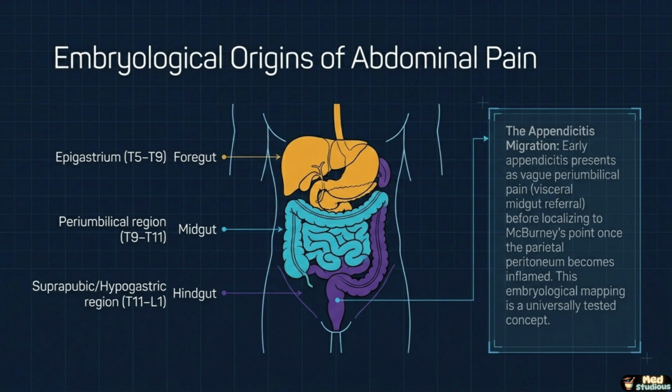The single most famous application of this is appendicitis. Early appendiceal inflammation is a midgut visceral signal, so it presents as vague, poorly localized periumbilical pain. Only once the inflamed appendix irritates the overlying parietal peritoneum, which has somatic, precisely localizing innervation, does the pain migrate and sharpen at McBurney's point in the right iliac fossa. This visceral to somatic migration is one of the most universally tested concepts in all of clinical medicine.